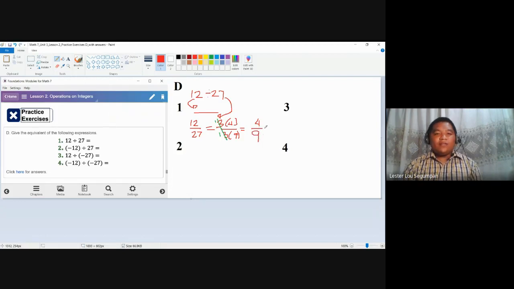So 12 divided by 27 is equal to 4 ninths. Just 4 ninths, no need for the equivalent decimal notation. That is enough. That is our final answer.